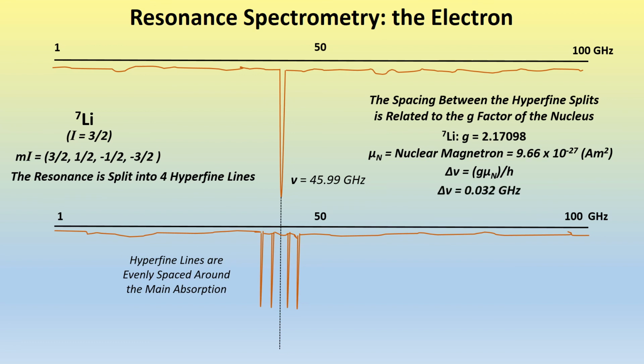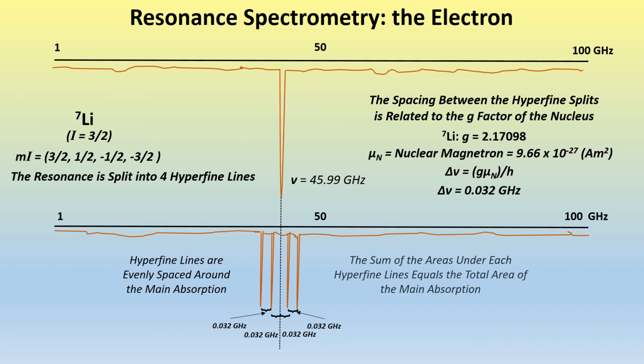Also, the sum of the area under each of these hyperfine lines equals the total area of the main absorption. ESR is used to determine the local environment of a nucleus in a compound. Normally, the nucleus of some sort of metal in an organometallic or a bioorganic material.